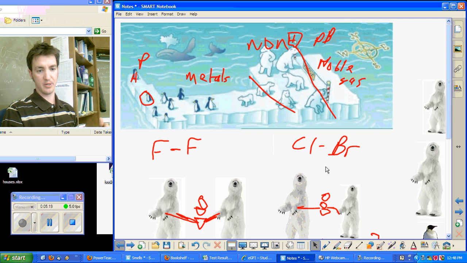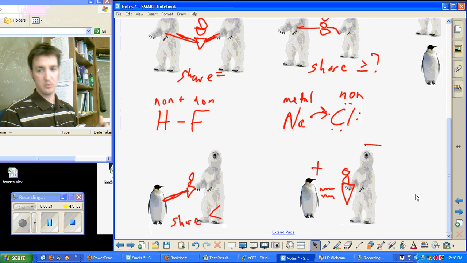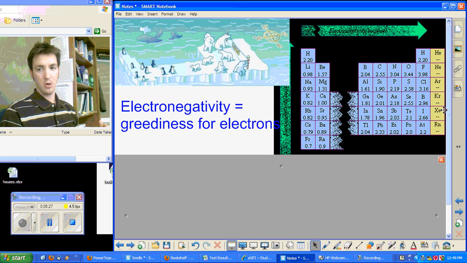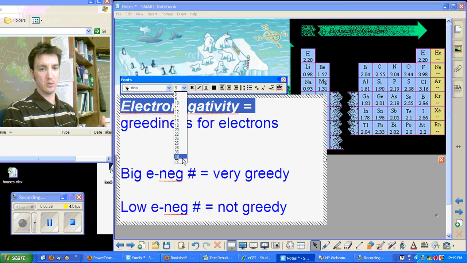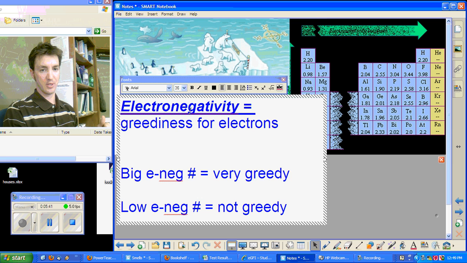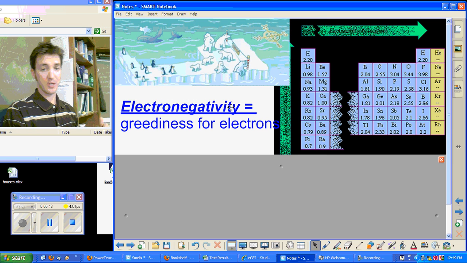But the basic idea on the last one is that the positive and negative interaction holds them together like a magnet. Alright, so really what we're talking about with the strength of the polar bear is electronegativity. On here, we're going to bold and underline this, and italicize it, and make it bigger. Okay, electronegativity is a big thing.